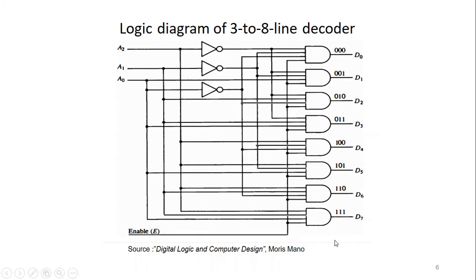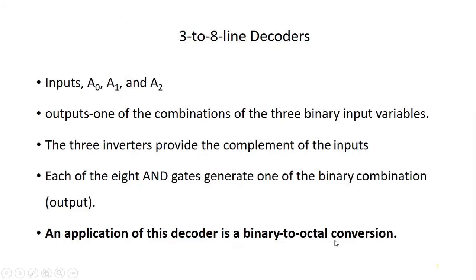We can explain the operation of this decoder with the help of a truth table. So once again the inputs are A0, A1 and A2 and the outputs are D0, D1, D2 up to D7. There are 3 inverters, and AND gates are the main component of this combinational circuit, and the main application of this is binary to octal conversion.